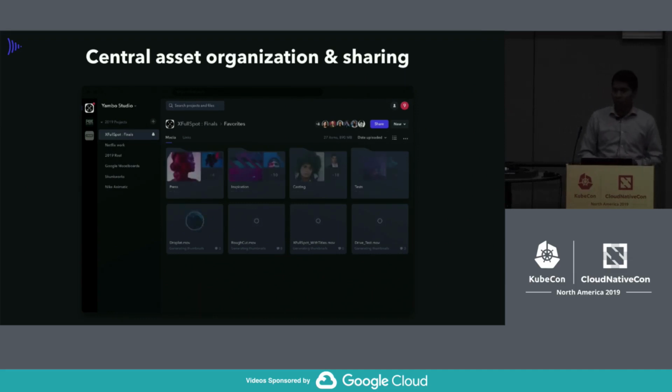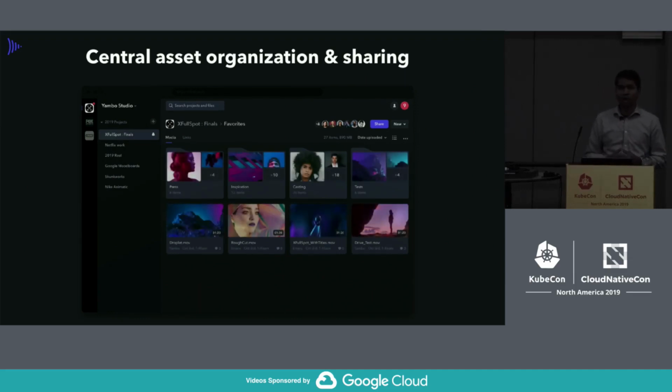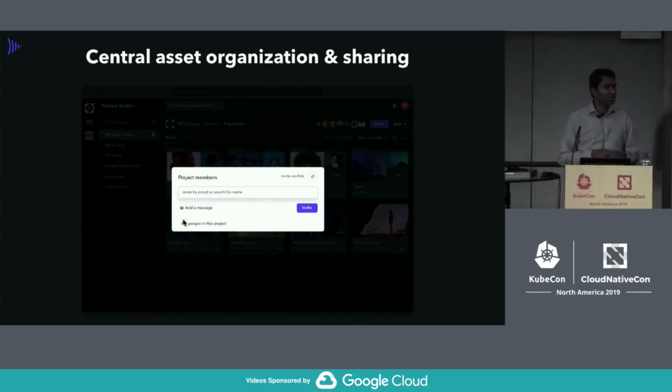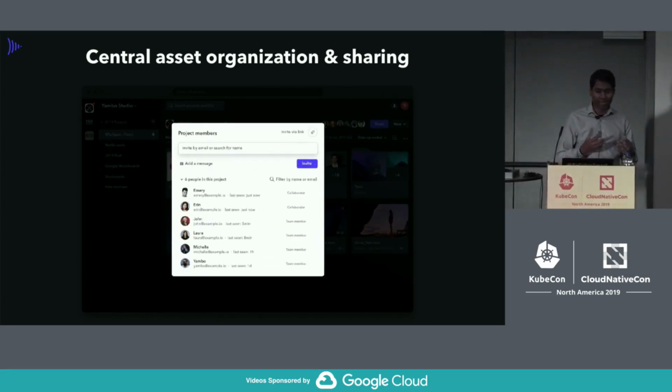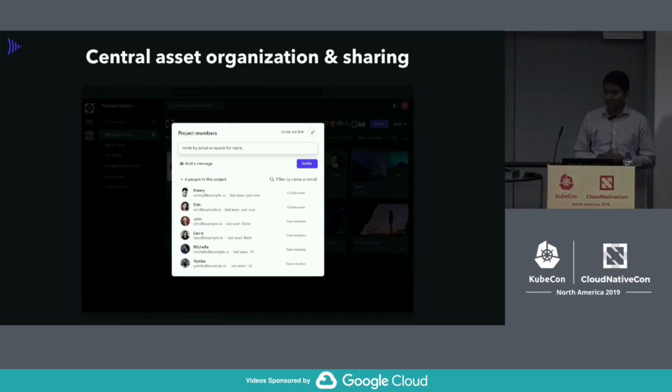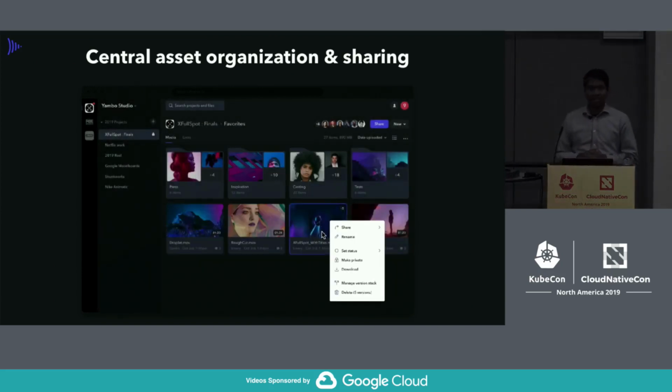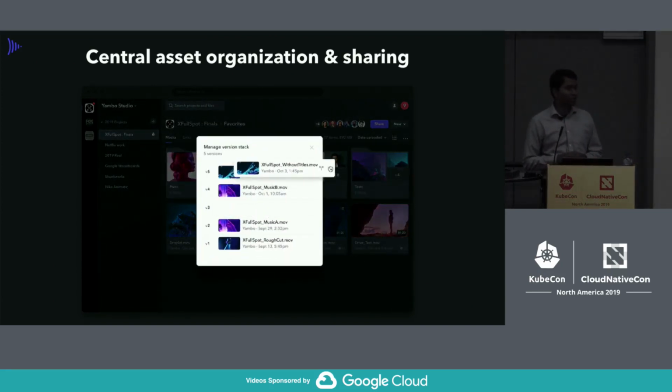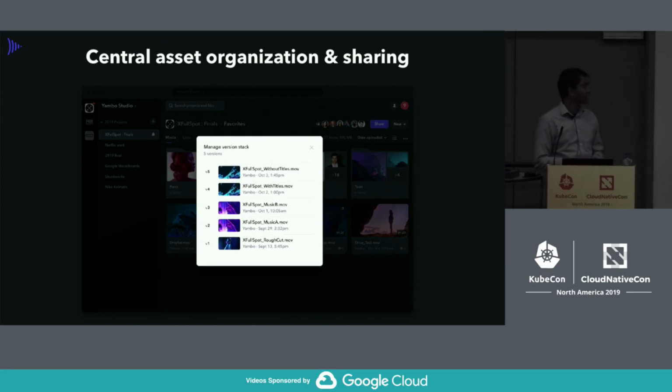Second thing that we allow, we act as a secure hub for film productions. So teams can control who can see what and what they can do with those videos. And it also allows them to easily organize the different versions of a single video.